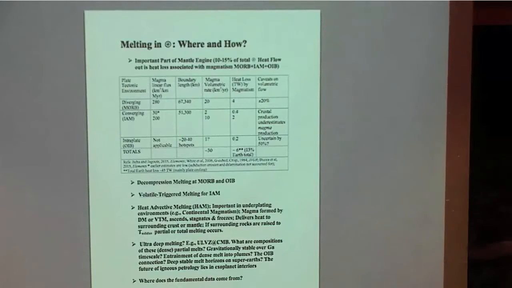Yeah. Jonathan? Would the OIB number or the intraplate number include large igneous provinces?